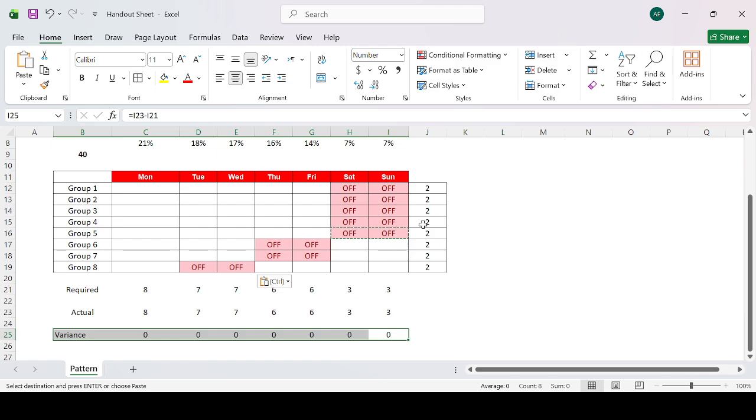So when we distribute the days off based on the signs, now we can say that we have 100%. This is actually a perfect pattern. 100% perfect pattern. Why? Because we have distributed the days off based on our requirements or our expectations for the forecasted calls or volume. But let's look again here. Are you quite sure that this pattern is perfect? Really?